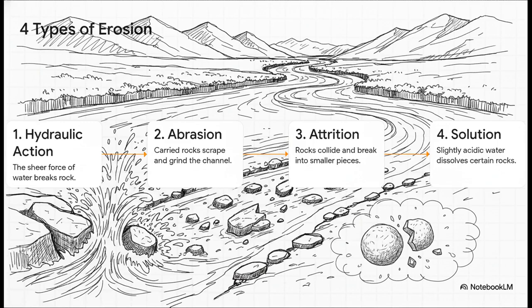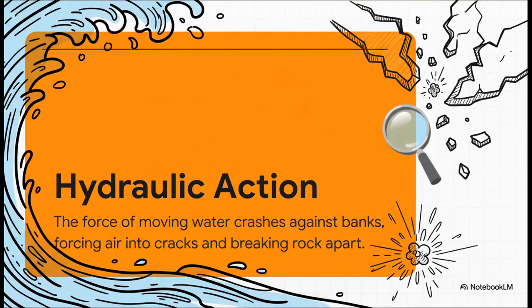When it comes to wearing down the land, a river doesn't just use one method. It uses 4, and often it's using them all at the same time. Let's break down these sculpting tools one by one. First up is hydraulic action. This is just the raw, brute force of the water itself.